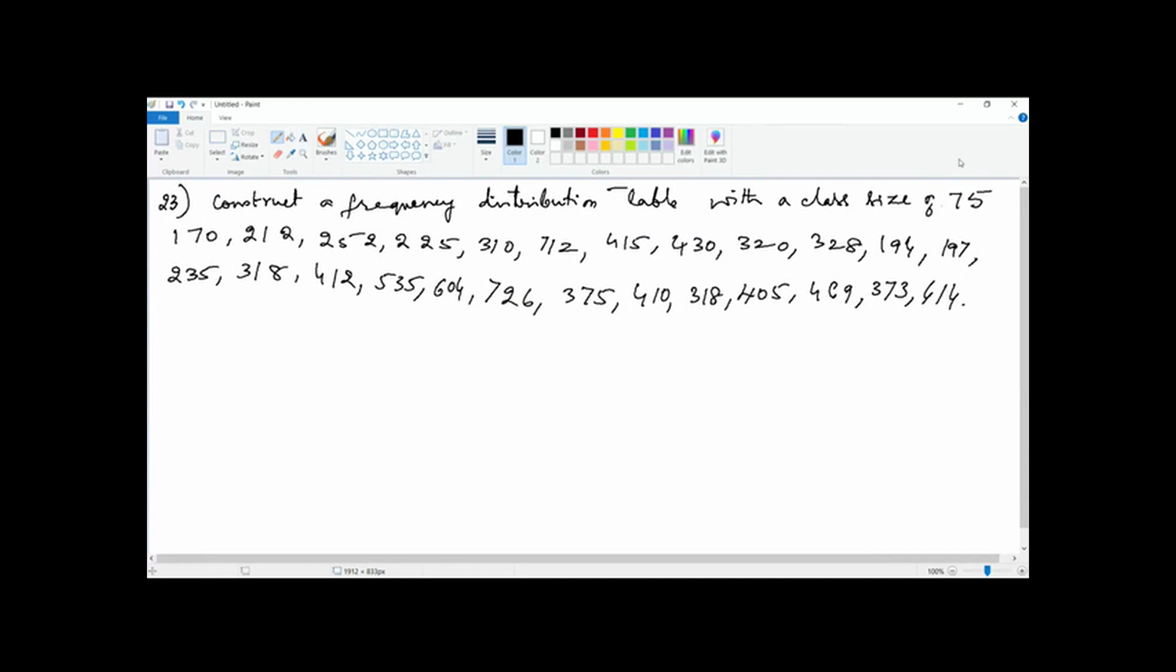Which is the lowest here? Smallest is which one? 170. 170 plus 75 is 245. So you make 3 columns. First column class interval, second column tally, and third column frequency.